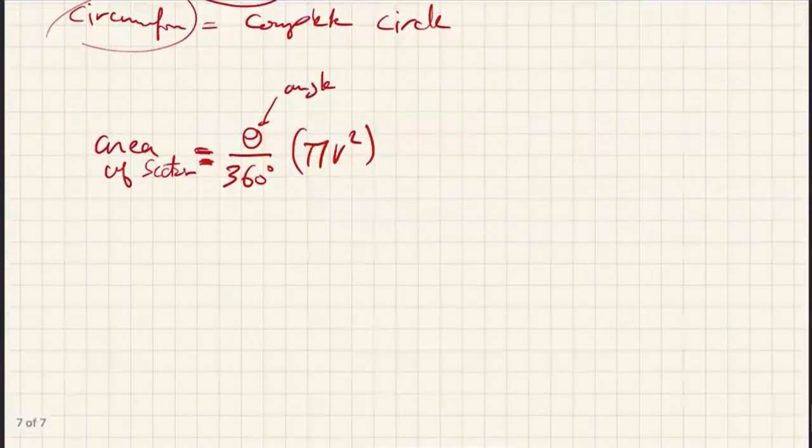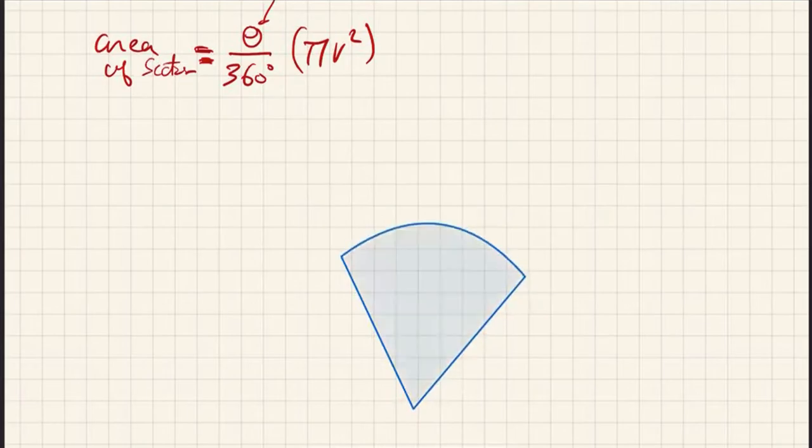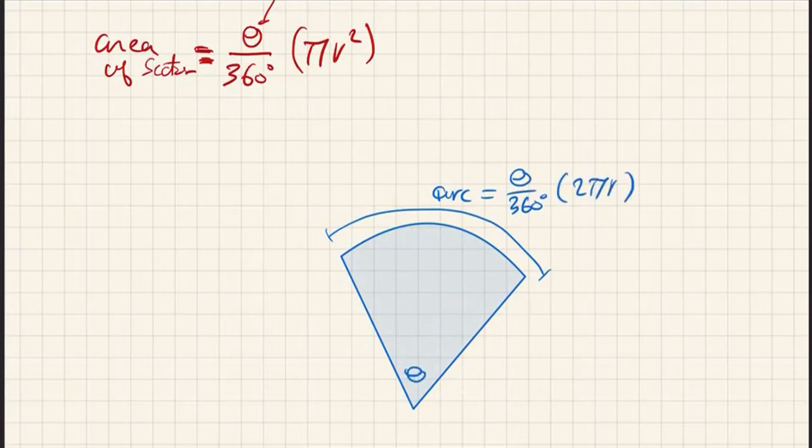When we are talking about sector, okay, then this is arc length, which is equals to the ratio between the angle and 360 times 2 pi r. صح؟ خلاص, this is finished. Okay, perimeter means length around the shape.